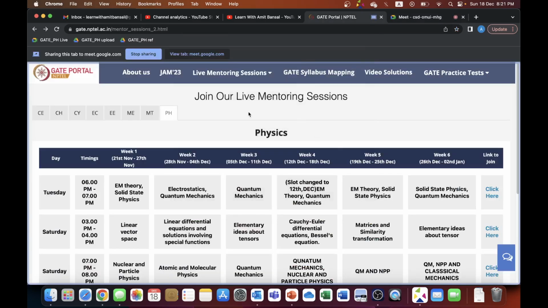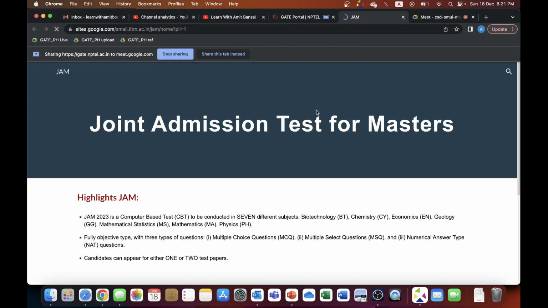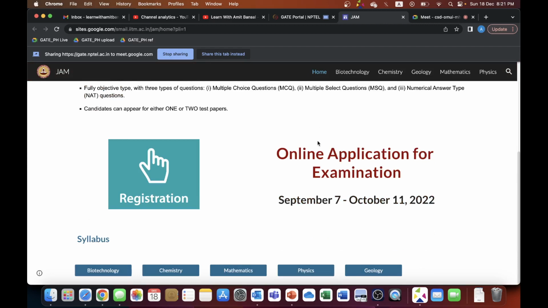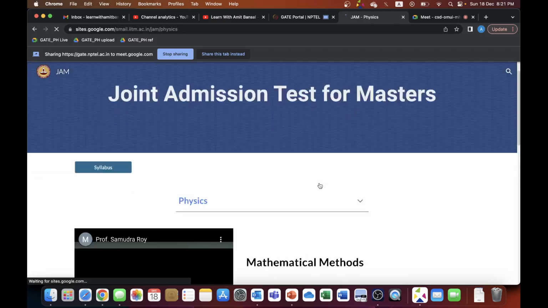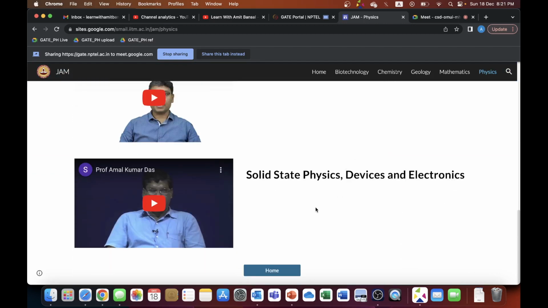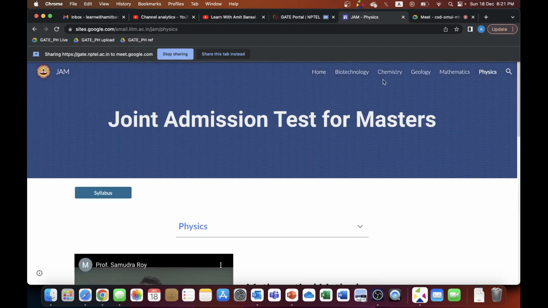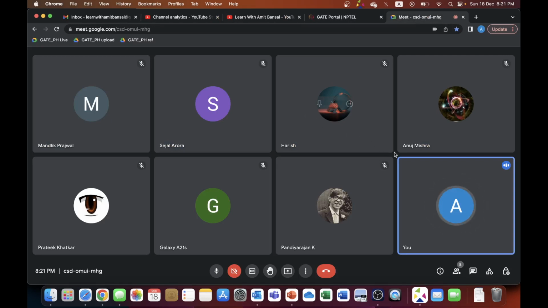Can you see the screen? Yes, sir. So there is this JAM 23 page. There's something, but not much actually. There are some NPTEL lectures if you want to go through them. It's your choice. I know some people in the first class were preparing for JAM also, so it might be helpful for those people. Any other comments or questions?